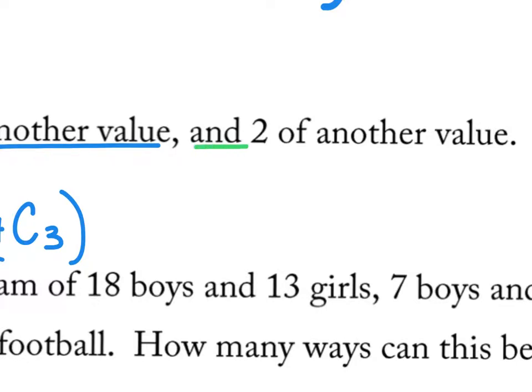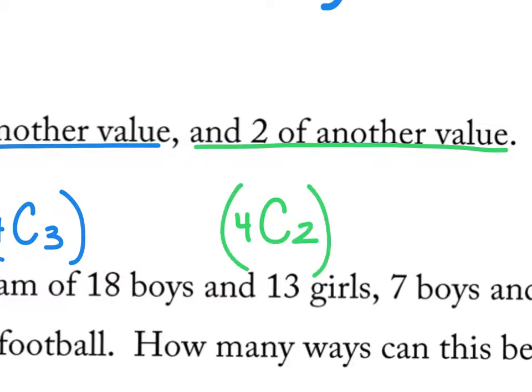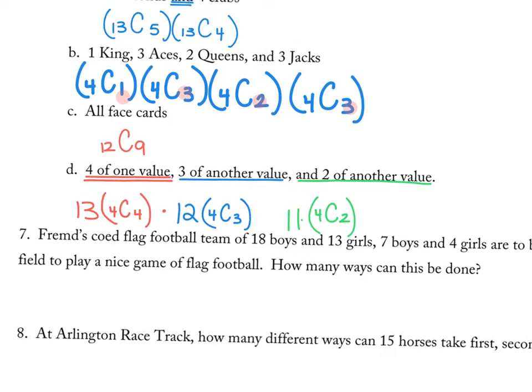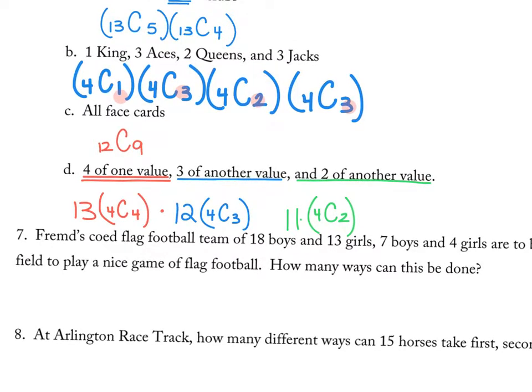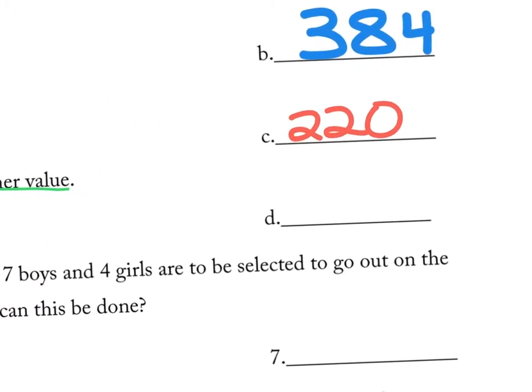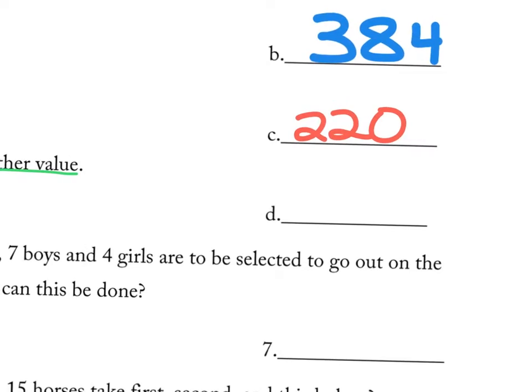Okay, for the last one, I'm choosing 2 from 4. But they don't specify which value, but I already used 2 of the values, so there's only 11 left. You're just going to multiply all of this up. It ends up being 41,184.